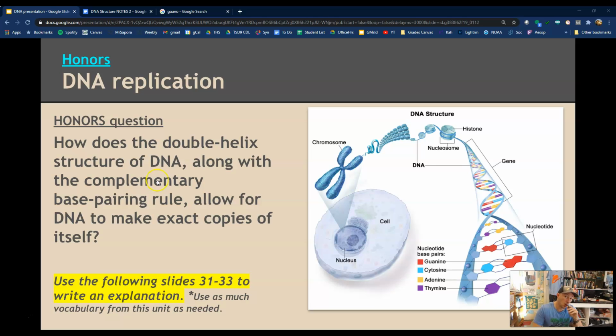Boom. DNA replication. Okay, so hang on just one second with this. I want to see if I can do a trick. I don't think I can. Let's just keep going. Okay, so DNA replication.